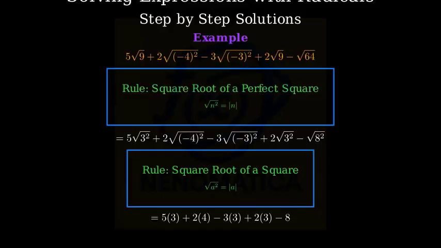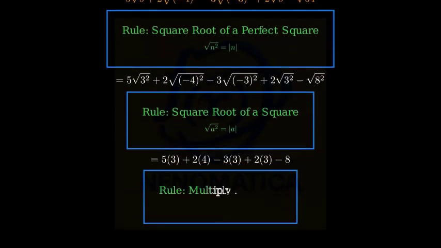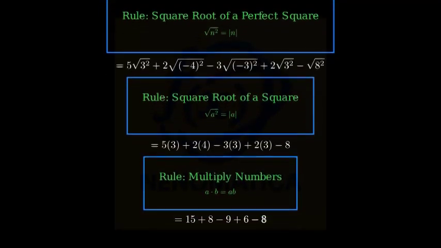Let's simplify this step by step. 5 times 3 is 15. 2 times 4 is 8. 3 times 3 is 9. 2 times 3 is 6. So we have 15 plus 8 minus 9 plus 6 minus 8.